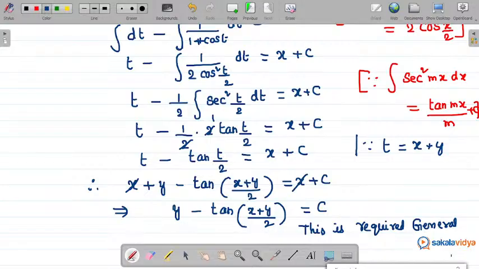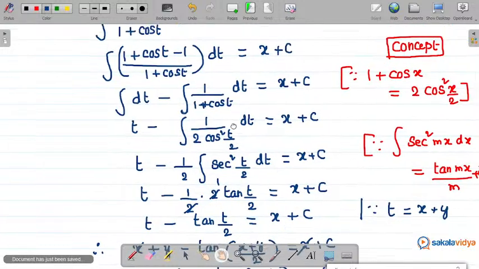Or you can write y minus c is equal to tan of (x plus y) by 2, or y plus c is equal to tan of (x plus y) by 2. Anything, this is also a correct answer. Or y is equal to c plus tan of (x plus y) by 2. Any way you can write it, no problem. So this is our answer, right?